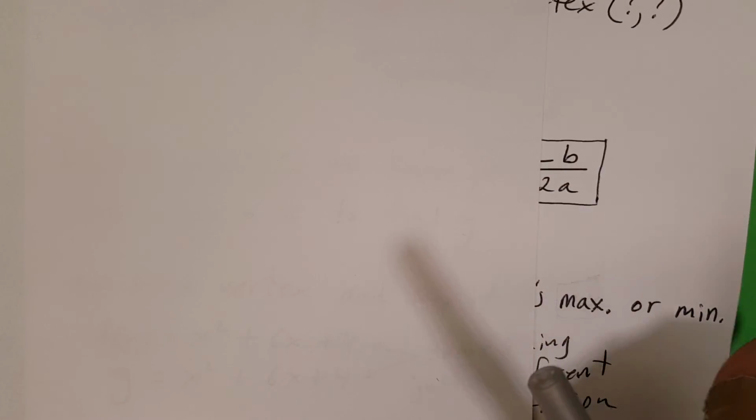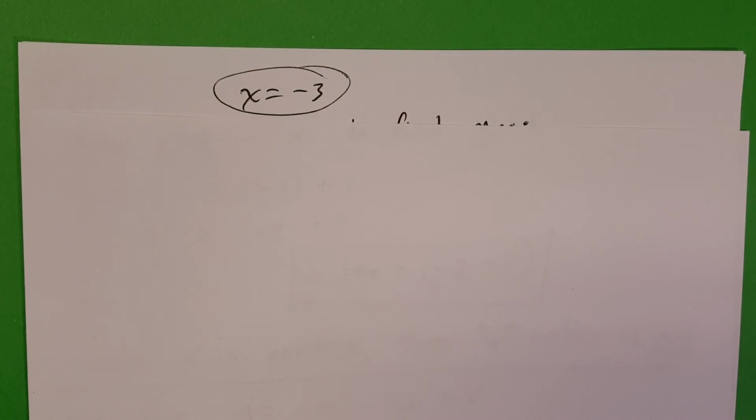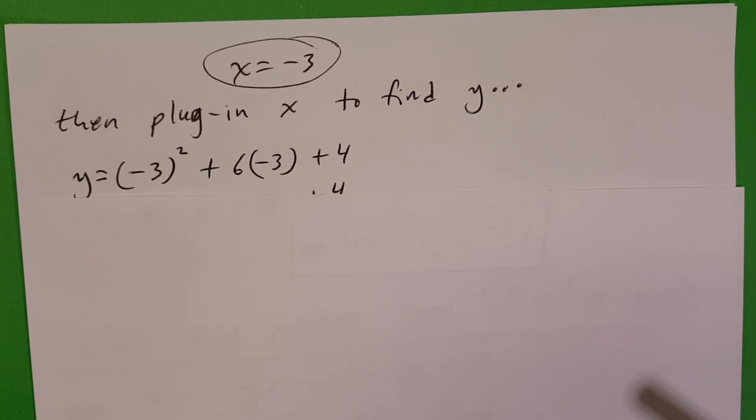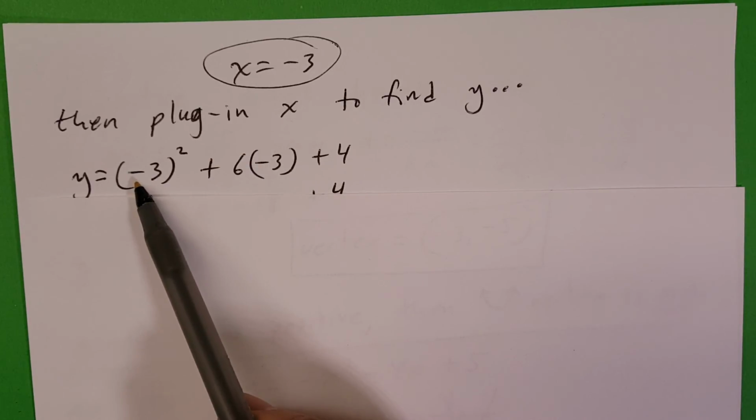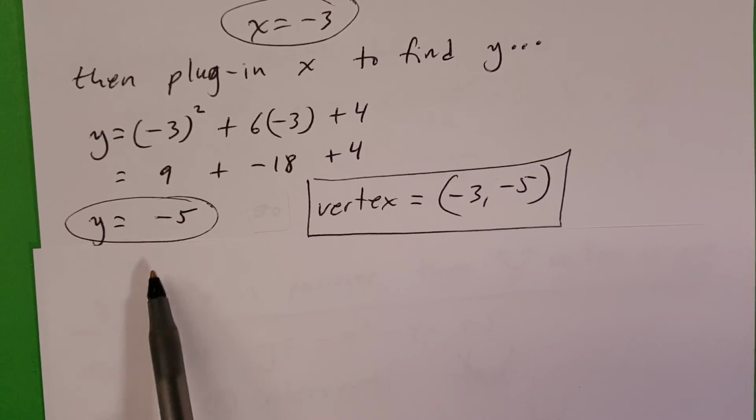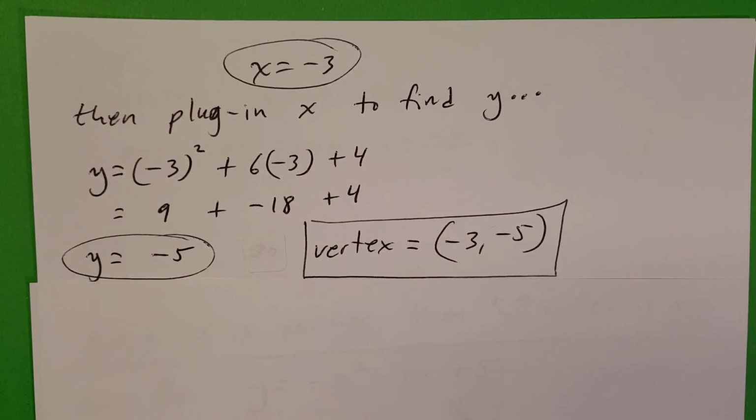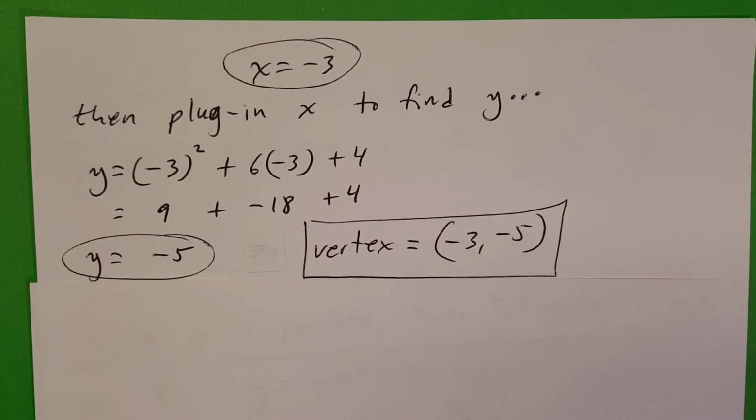Now that we know what x is, now we need to find y, right? Because the vertex is a point, x, y. So x is -3. Let's find out what y is. Well, we plug in the x, right? So y is equal to x squared plus 6x plus 4. There's the -3. x is -3, so -3 squared plus 6 times -3 plus 4 comes out to -5, right? y is equal to 9 plus -18 plus 4, -5. So there you go. The vertex, even though we don't have the graph, the turning point is at -3, -5. I found the vertex, okay?